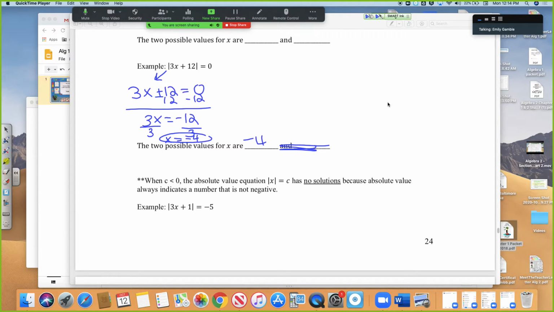And you can always check to make sure that this works by taking your answer and putting it in for x. So if I do 3 times negative 4, that's negative 12. Negative 12 plus 12 is 0, and the absolute value of 0 is 0. So I know that it works.